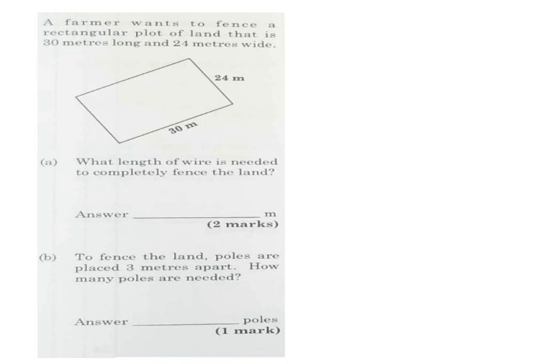Alright, and we're seeing the longer side is 30 meters, so it did say it is 30 meters long and 24 meters wide. What length of wire is needed to completely fence the land? Alright, so a question like this, what is this asking us to do? So the first thing is we need to understand that if we're completely fencing the land, right? Completely fencing the land. And they're also asking us length of wire, right? Length of wire.